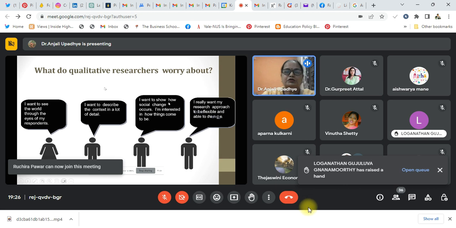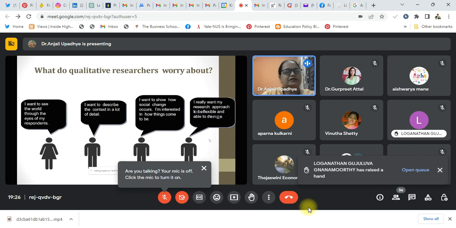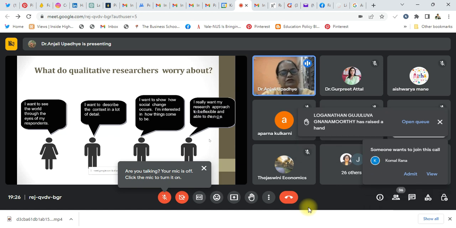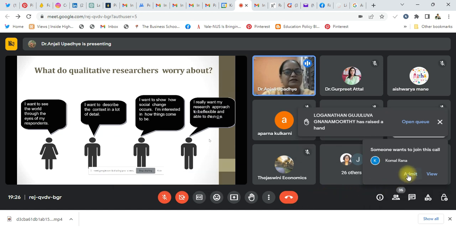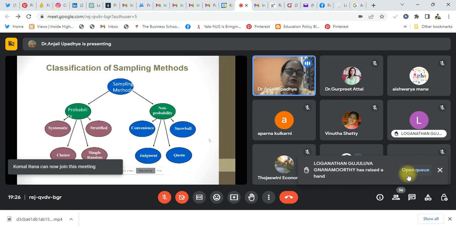A third one says, I want to show how social change occurs, and I'm interested in how things come to be. This is another view of it. Another says, I really want my research approach to be flexible and able to change. Therefore, whenever qualitative research is there, there is some difficulty in sample size determination. That is why we go for the statistical parameters and analysis planning, and come back to the sample size determination. So now we are discussing the sampling methods.